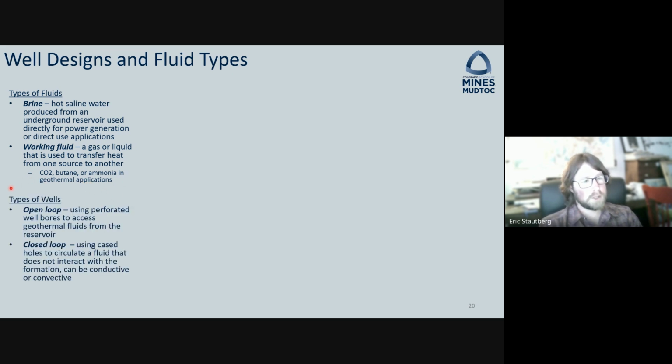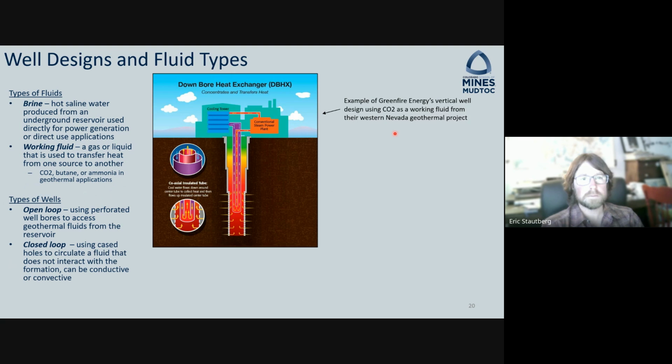As far as well designs go, open loop wells are what we're all familiar with in oil and gas. These are perforated wells where we can either extract fluids from a reservoir or re-inject back into them. The geothermal industry calls these open loop. But then we have closed loop wells, which are fully cased wells where we can circulate a working fluid through to extract thermal energy. The fluid never interacts with the formation, and the formation fluids never interact with anything inside the wellbore.